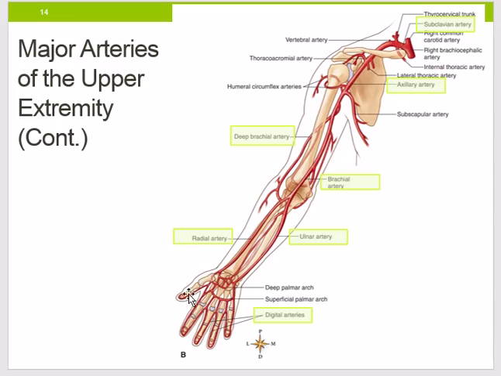Lastly, we have, and we'll see this is the same in the lower extremities for the arterial system and the venous system, that once the arteries come into the hand, they're referred to as the digital arteries, and that's just because they're supplying the digits or the fingers.